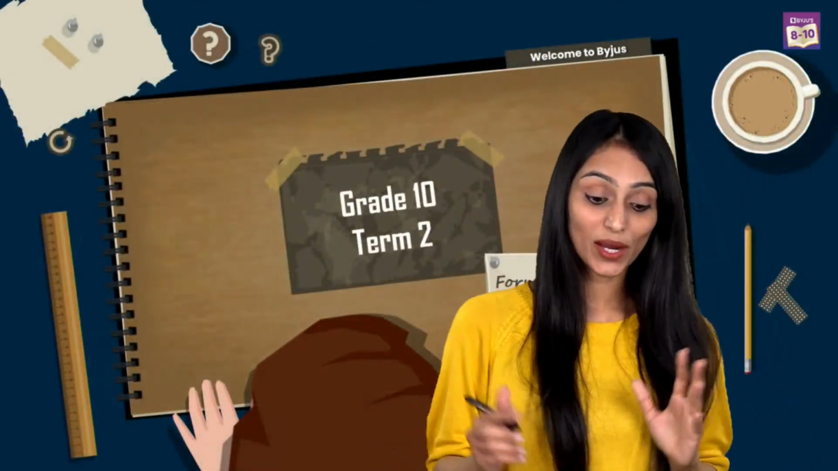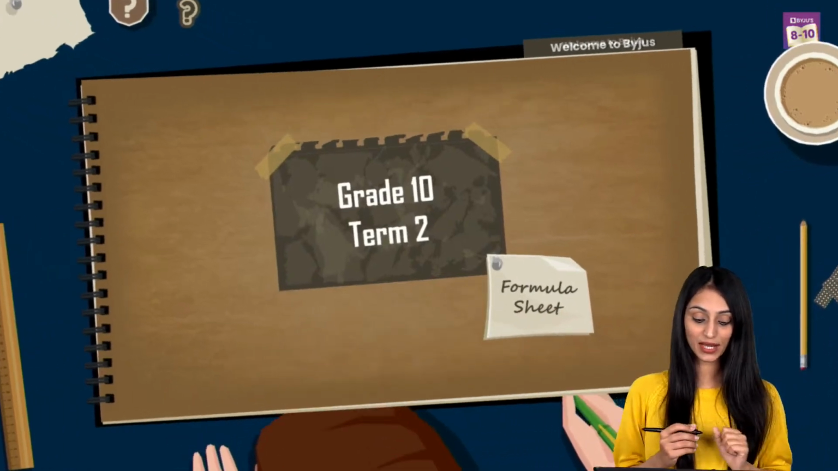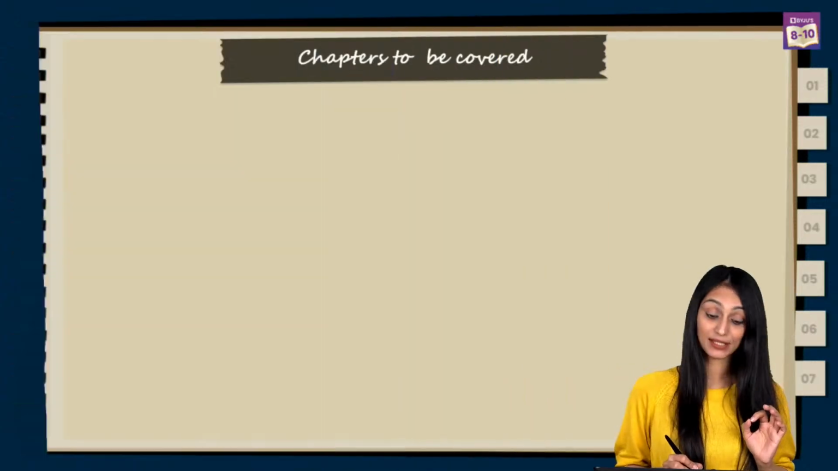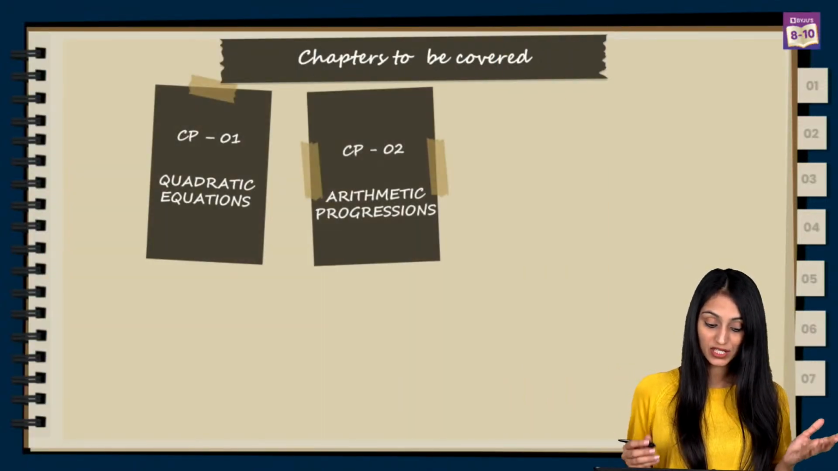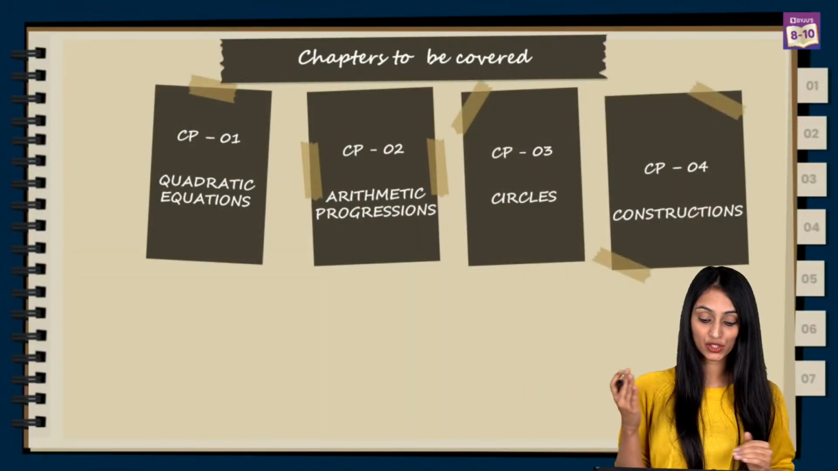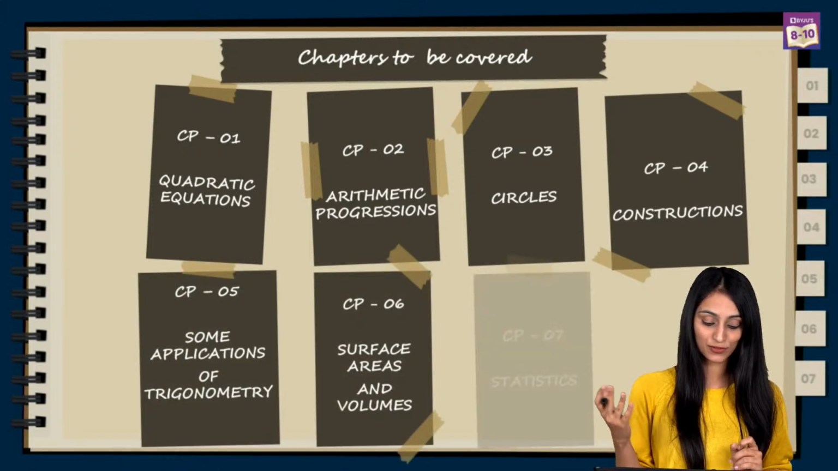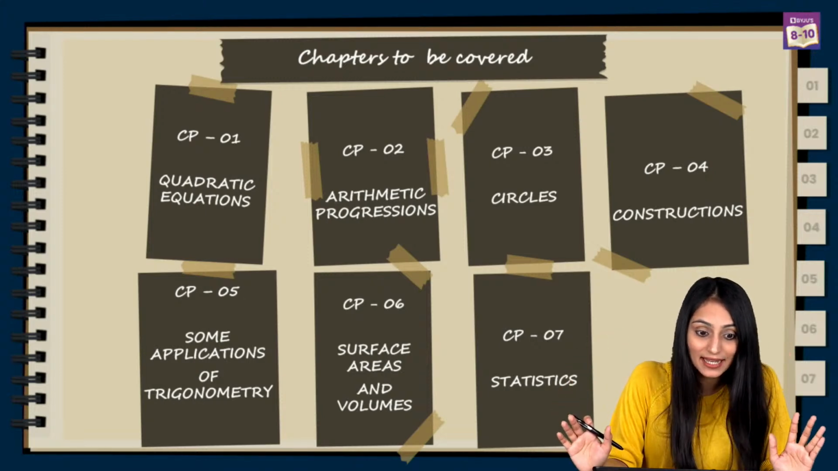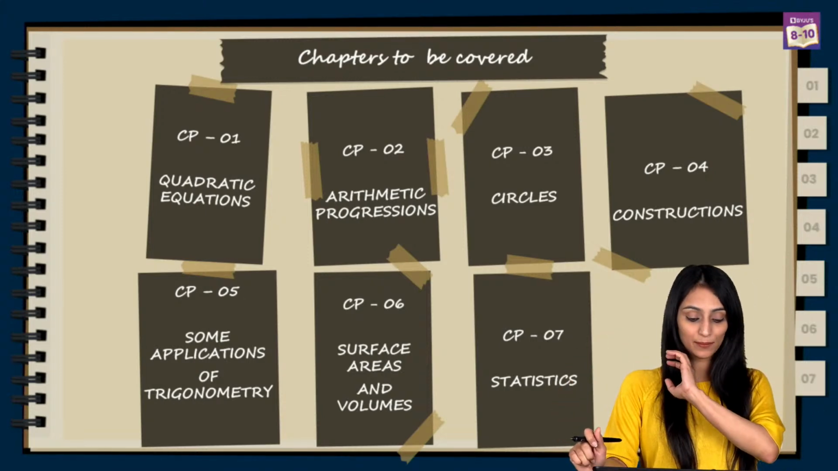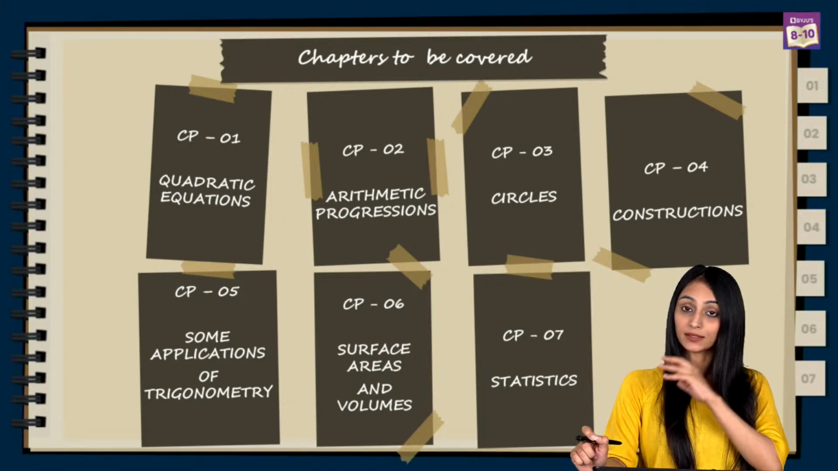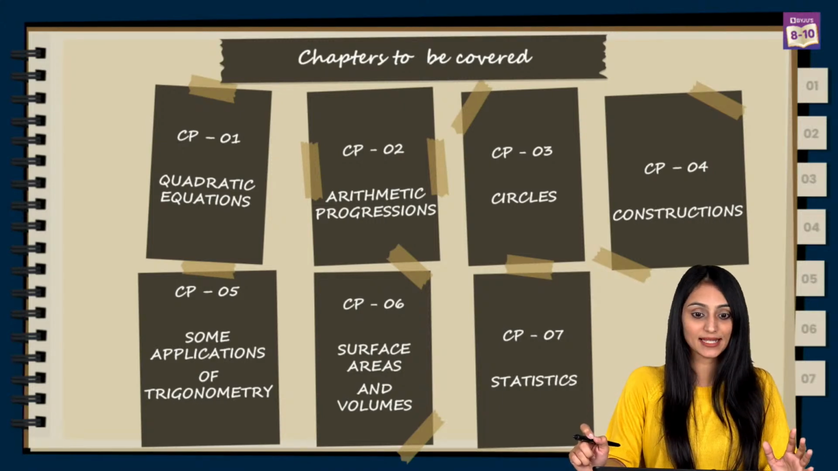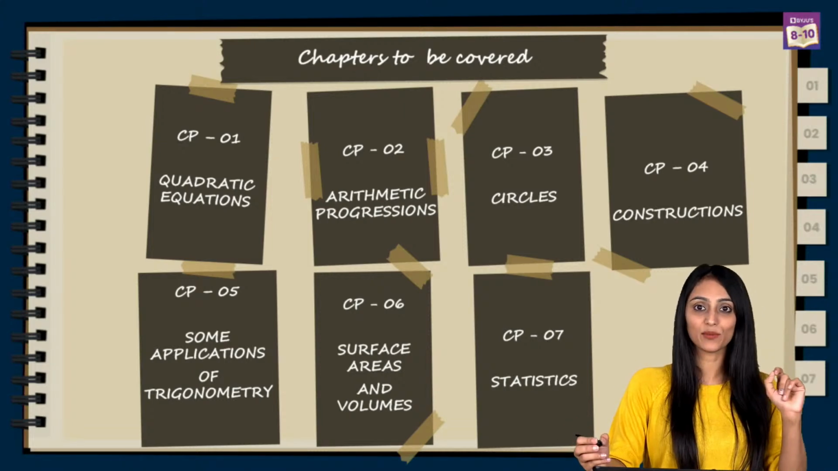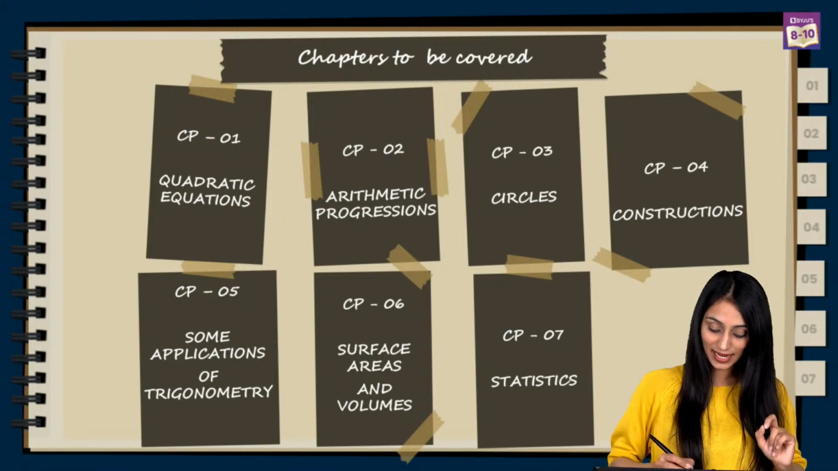So as I said, we are going to discuss the term 2 formulas, right? So first, let's take a look at all the chapters that we have in term 2. So first we have quadratic equations, arithmetic progression, circle, construction, some application of trigonometry, surface areas and volumes, and statistics. 7 chapters you have, right? And we have done concept capsules on each one of them, and we have done critical questions as well. Yes, case studies we have also discussed. All right, so one by one, I'll be discussing formulas from each of these chapters.